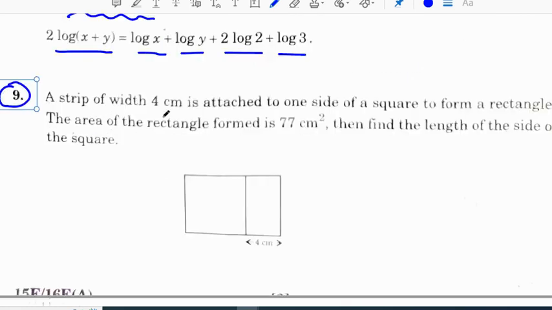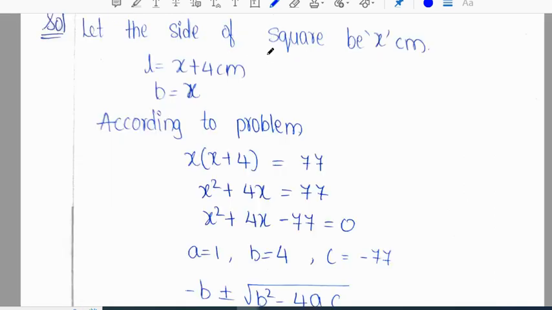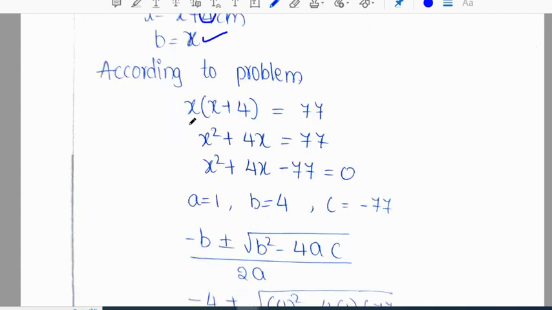And the question: a strip of width 4 centimeters is attached to one side of a square to form a rectangle. So this is the strip attached to the square to form a rectangle. The area of the rectangle is 77. Then find the length of the side of the square. So we need to find the side of the square in this problem. Let us take the side of the square as x centimeters. So length will be x plus 4 because 4 centimeters is added to the square. Breadth will be x. According to the problem, x into x plus 4 is equal to 77 because area of rectangle is length into breadth.